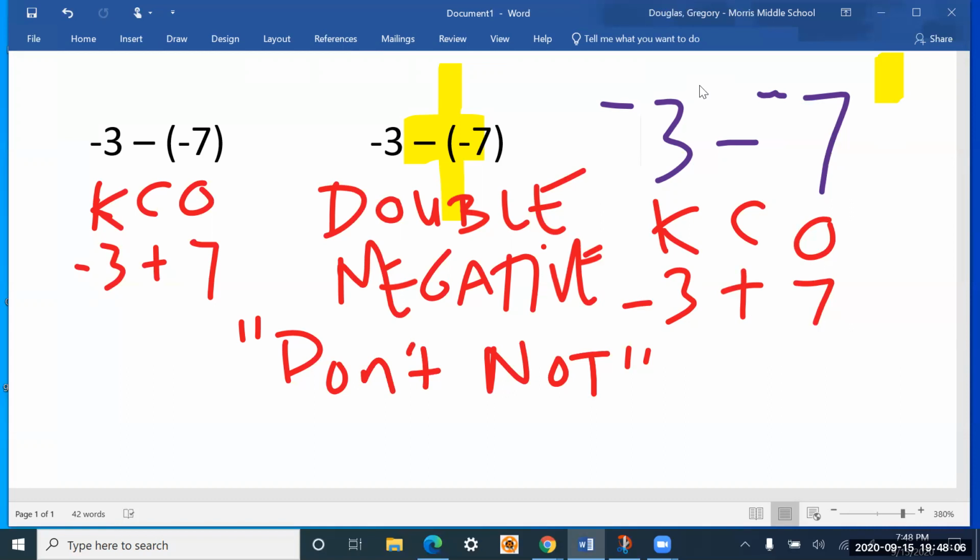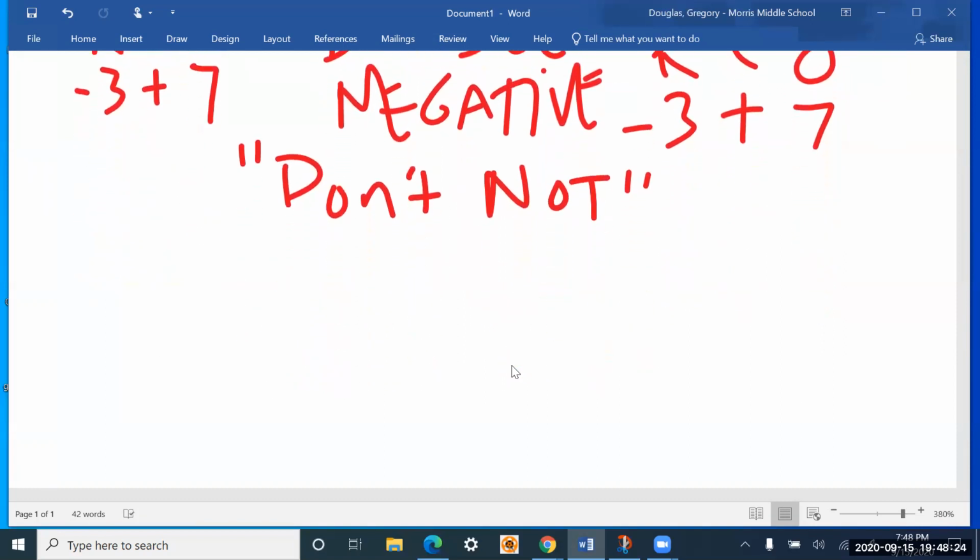And it's kind of used for effect or being sarcastic a lot of times. Don't not do your homework. Don't not eat your dinner before going to bed. So those are some of the examples I've used in class. So really, it means the opposite. So that's what they're saying. Don't subtract. It's the opposite of -7. So that's why that works that way. So that covers double negatives.